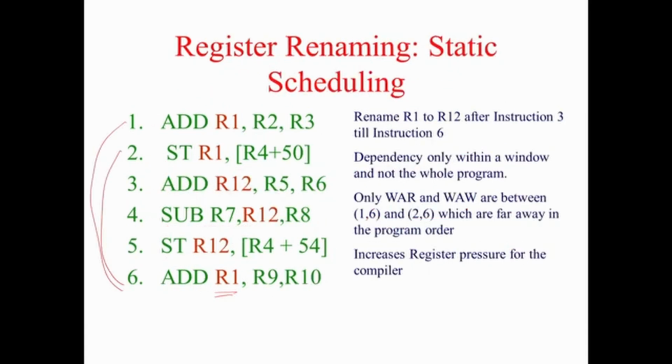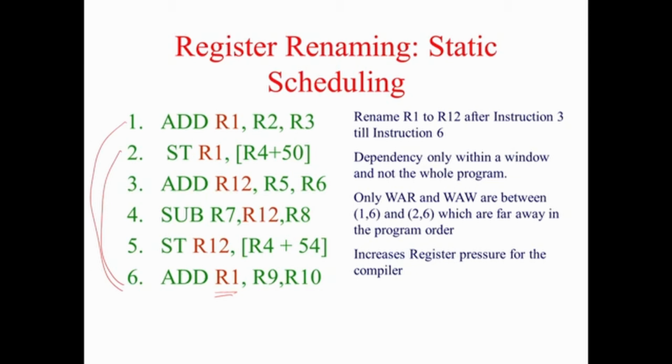The moment I do that, what happens? All the WAR and WAW that existed is completely gone. And after doing that, there is only one more WAR or WAW, that is between 1 and 6 and 2 and 6, and now you see that this is much farther away. The window where 6 will enter into the CPU is much farther away from the windows of R1 and R2. So instructions 1 and 2, I do not rename, because by the time this fellow comes, these 2 would have completed. Okay. So this is how we start processing the thing.